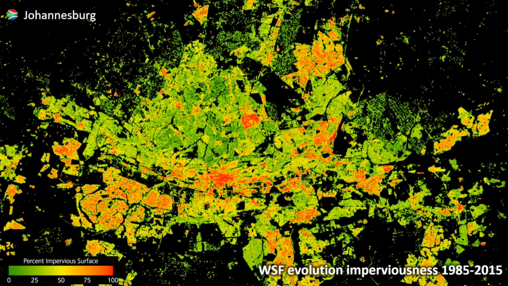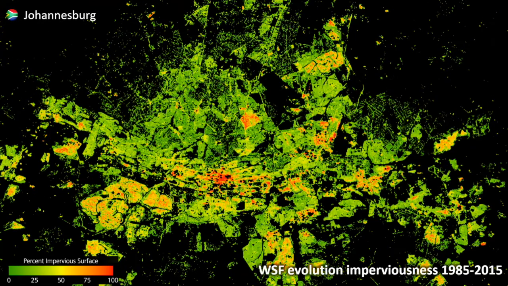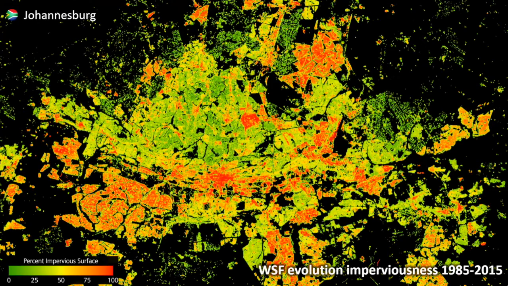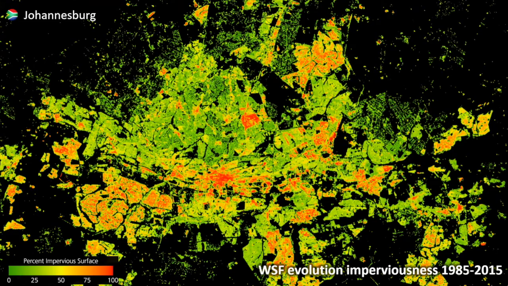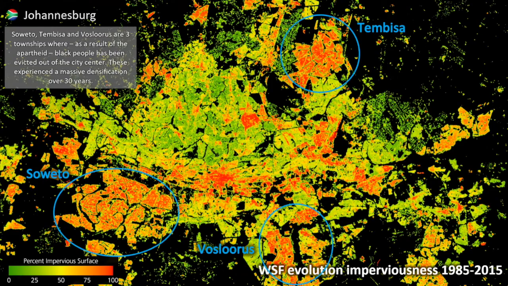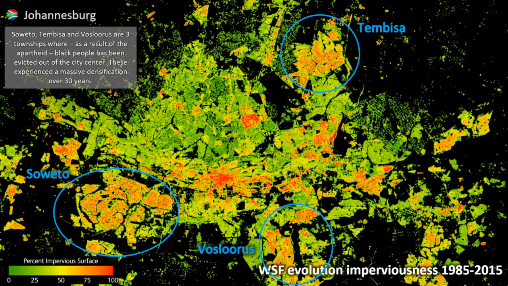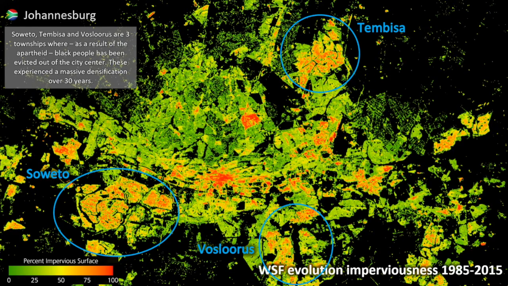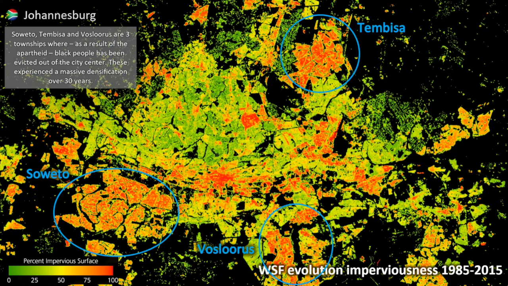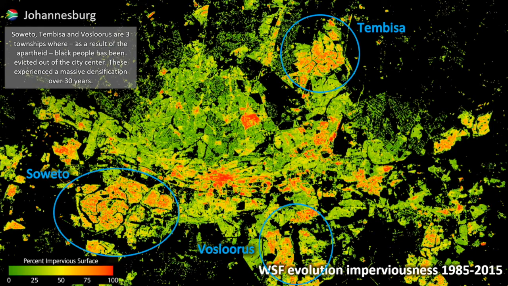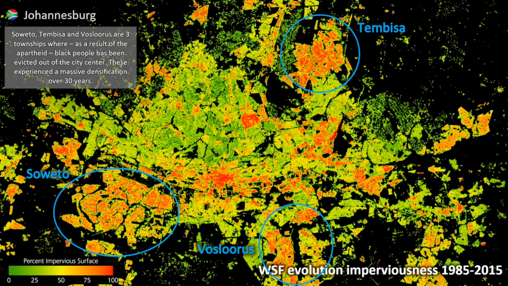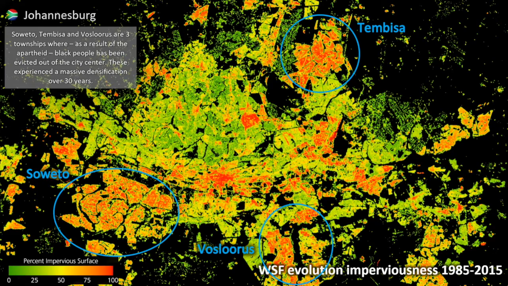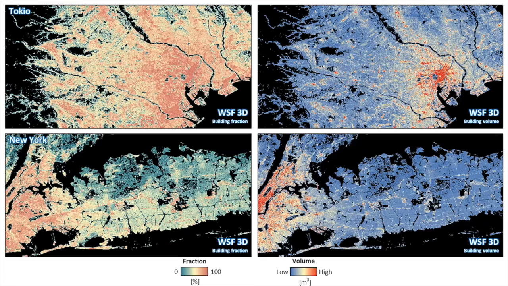And on top of that, now we are trying to estimate globally the imperviousness on a yearly basis, still at 30-meter resolution, and this will enable even more advanced analysis. This is the case of Johannesburg in South Africa. And for instance, one can appreciate in the blue circles these three townships, namely Soweto, Tembisa, and Vosloorus, where the result of apartheid is really clear, because Black people had been evicted out of the city centers before the 80s. And these townships saw a massive densification over 30 years with respect to where white people live, for instance. So now I leave the floor to Thomas to complete.